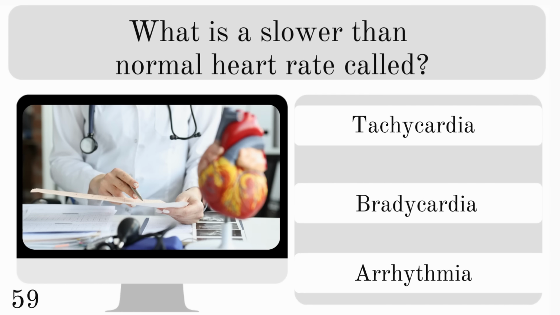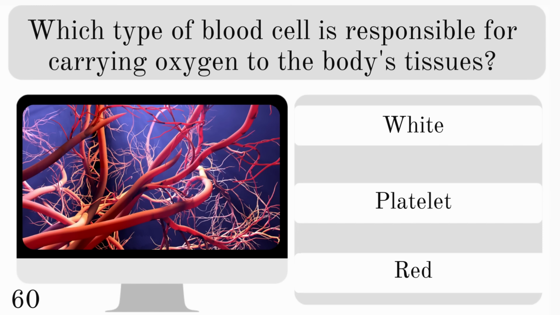What is a slower than normal heart rate called? Tachycardia, bradycardia, or arrhythmia? And the answer, bradycardia. Which type of blood cell is responsible for carrying oxygen to the body's tissues? White, platelet, or red? And the correct answer, red.